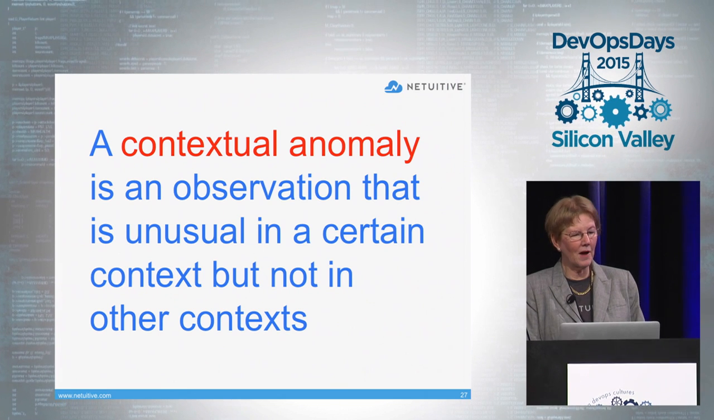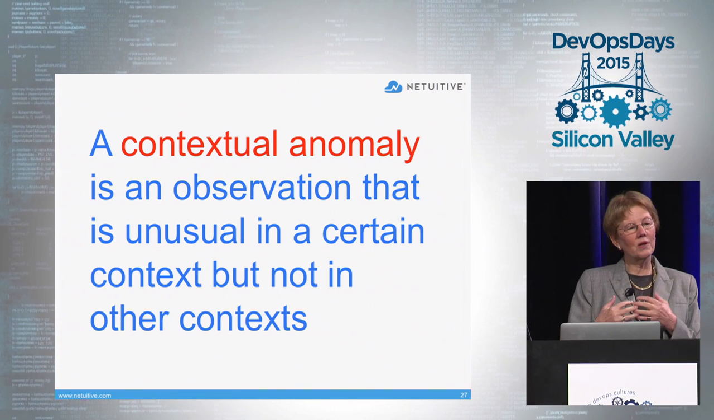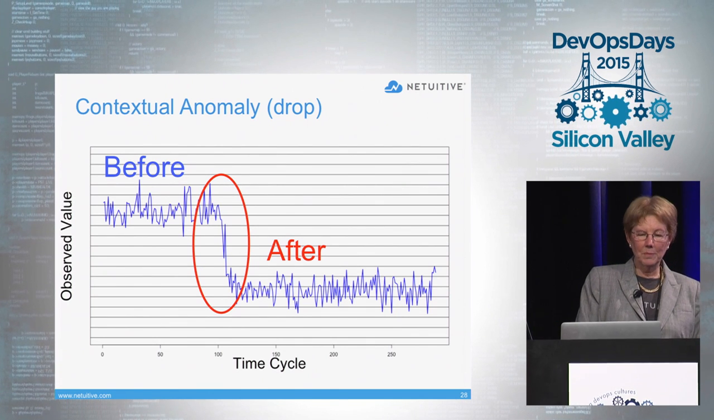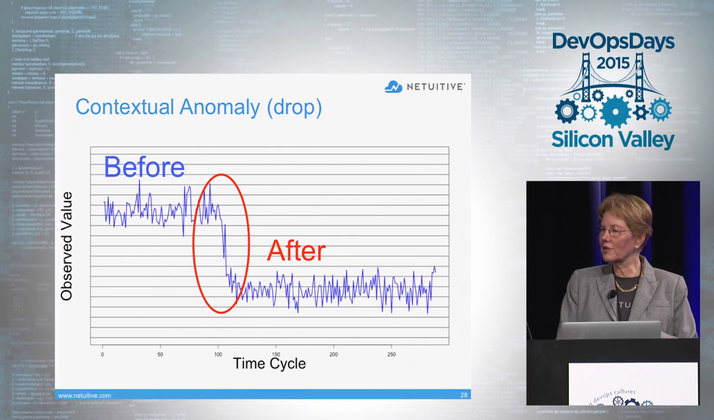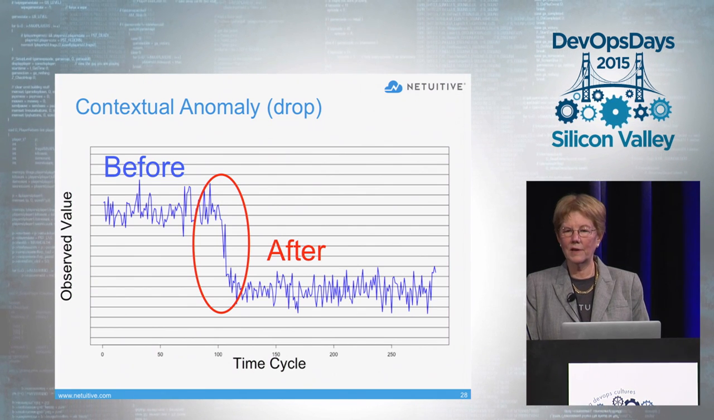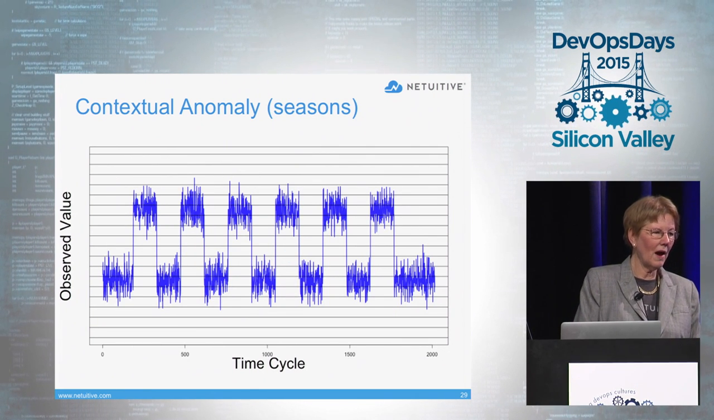Okay, next type of anomaly is called a contextual anomaly. This is an observation that's unusual within a certain context, but not another context. Here's an example. There's a before and then an after, and in between there's a sudden drop. That looks like an anomaly, and various types of algorithms can be used to detect such an anomaly. But in another context, where you have a sort of seasonal pattern, where you have low at night and high during the day, it's not an anomaly at all, actually. A sudden drop is very common.